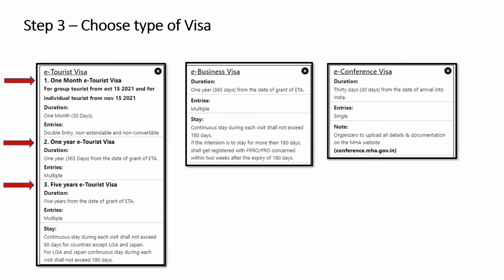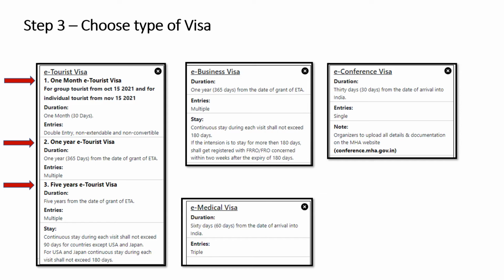The other is the e-conference visa. This is a single entry visa for which organizers upload all the details and documentation on the MHA website. If there are some big conferences happening, government conferences, and you're visiting specifically for that, then this is the visa that is specific to that, and it is valid for 30 days.